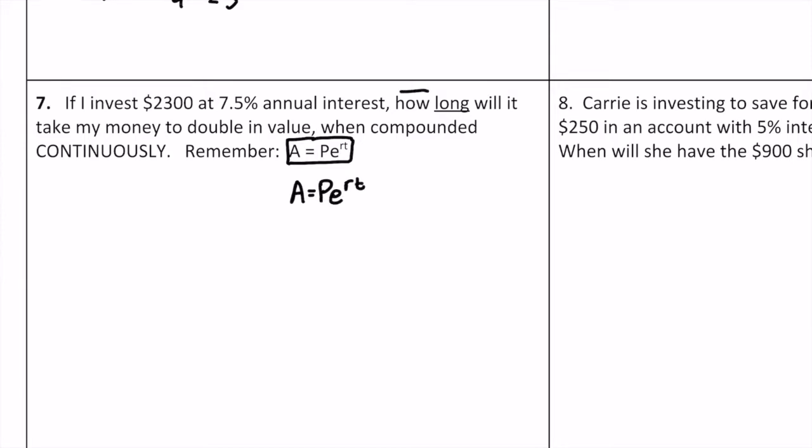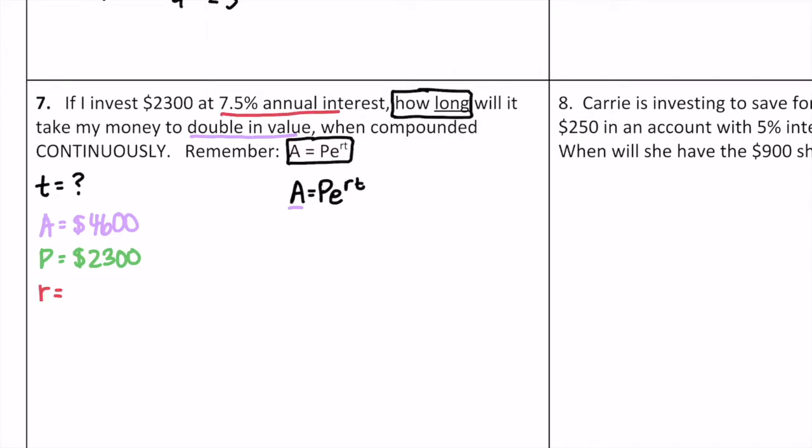What it's asking for is how long. How long means that I'm missing time. I need to figure out the time, which means I should have all of the other variables. So A is equal to, I want to double the value of my money. So I started with $2,300, which means double is $4,600. My principal, the initial amount, was $2,300. The rate is based on the 7.5% annual interest. I know percent is out of 100, so that's 7.5 divided by 100, which is 0.075.